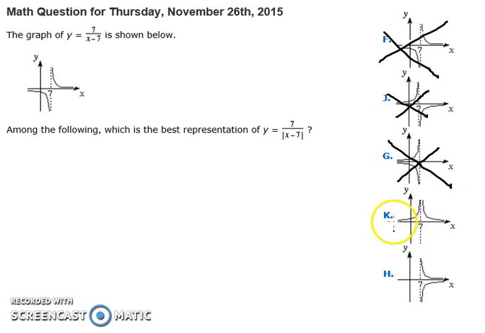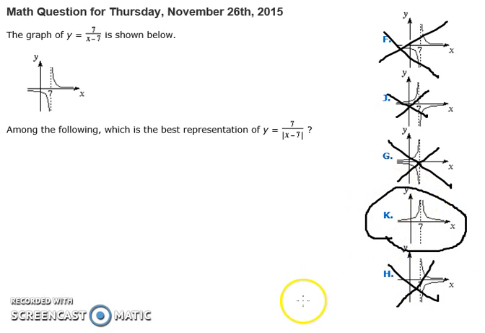Well, that one looks like it might be alright. Check this one. Yep. Something below the x-axis. So that one's not possible. So you're just left with this.